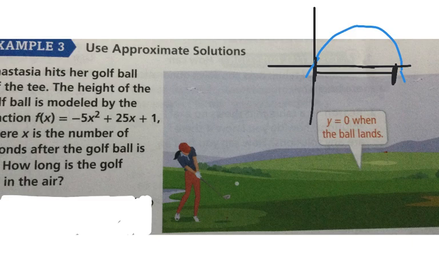I'll do it over here. That way you guys can see it. I forget that you guys are calculator dumb? Yes. But you just need a little bit of help with this. What is the equation over here? It's negative 5x squared plus 25x plus 1.